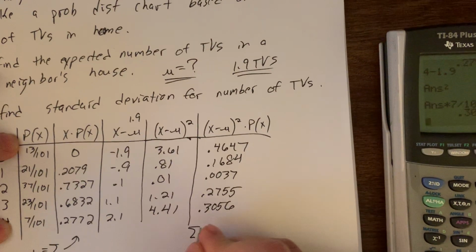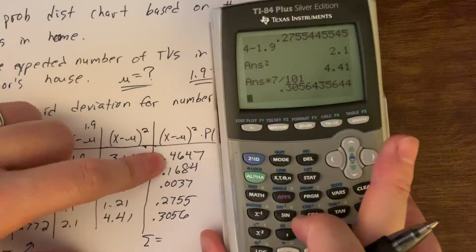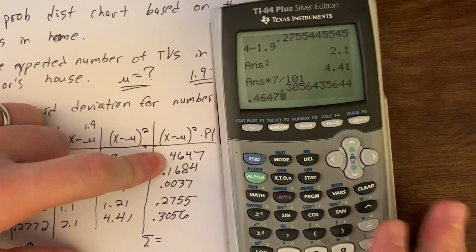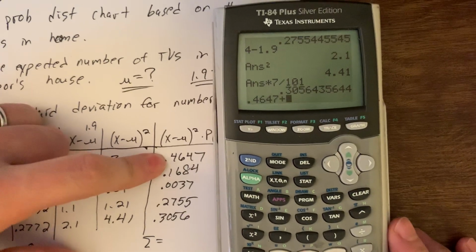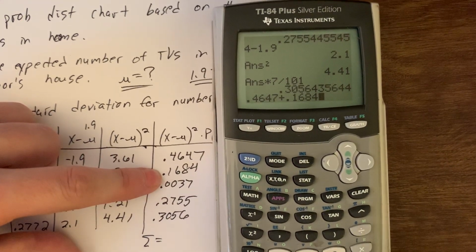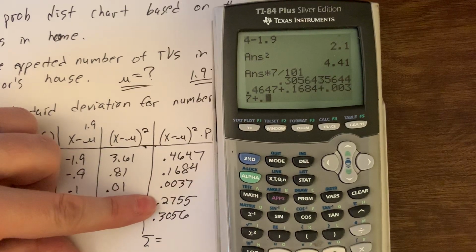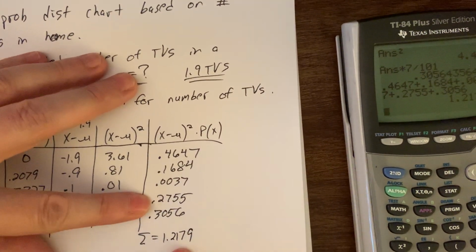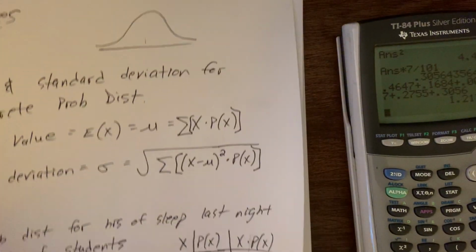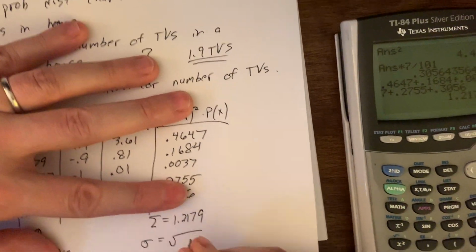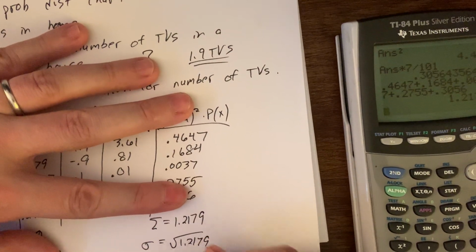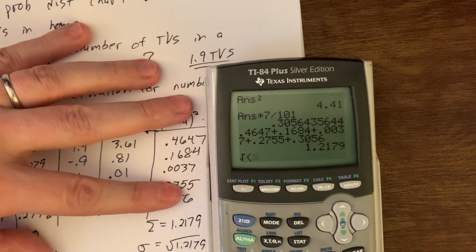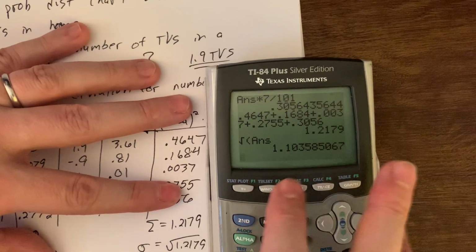So now I will take the summation of this column. I don't want to round off here. Just to remember the last part of the standard deviation formula, I still need the square root of that mess. So that's my last line. The square root of 1.2179, the square root of this previous answer, and now I'll round off.